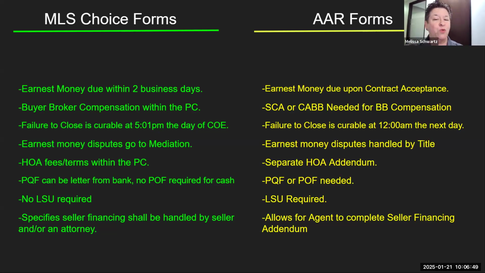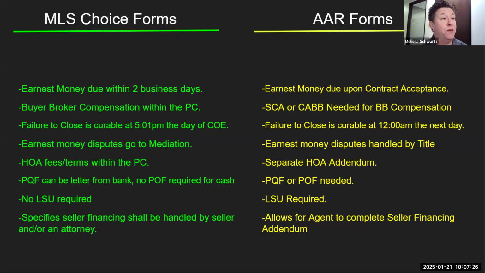Buyer broker compensation is within the purchase contract. The AAR forms, SCA, CAB is going away, right? CAB is gone, but the SCA is needed for your buyer broker compensation. Failure to close is curable at 5:01 the day of close of escrow. On the AAR form, you have to wait till midnight and issue the cure the next day, so you actually lose a day on the AAR form. They decided to pull that back because after 5:01, although I've known title people to close things after 5:01, they're saying after 5:01 you can cure.